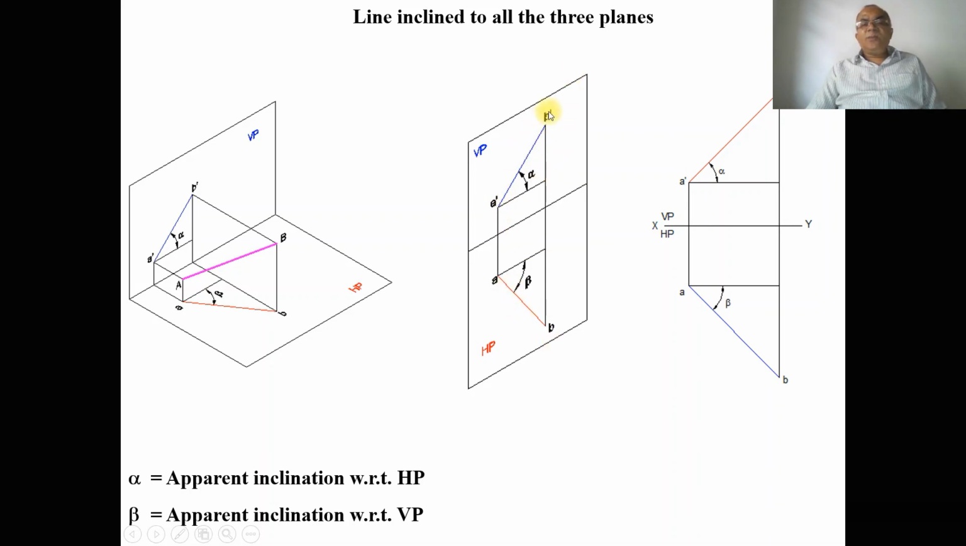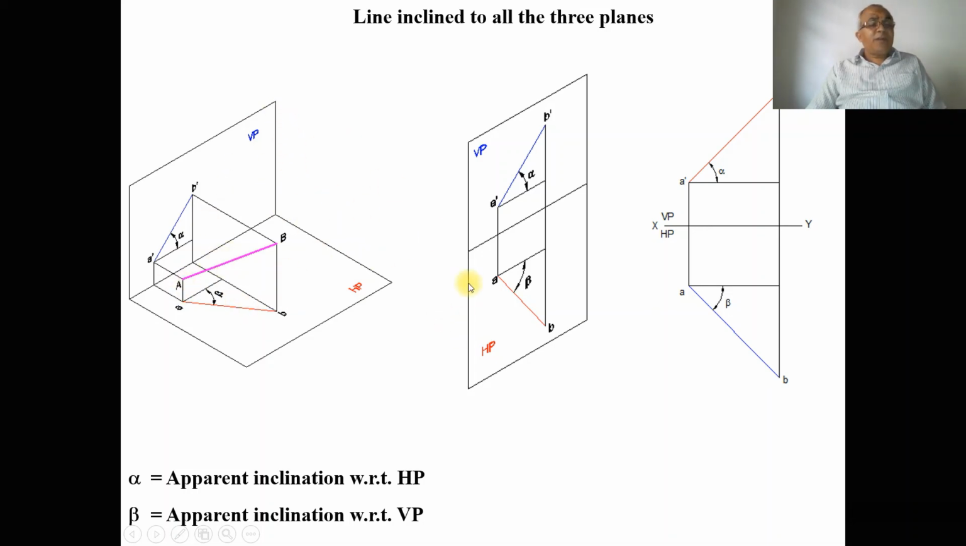So if the line is inclined to HP, you are getting the apparent length in HP. So you are going to get alpha. If the line is inclined to VP, you are getting the apparent length in VP. So you are getting the apparent length A dash B dash in VP. So now obviously that angle will be beta. So this is the top view inclination with respect to VP, and this is the front view inclination with respect to HP. So alpha is the apparent inclination with respect to HP, and beta is the apparent inclination with respect to VP. So this is a case wherein the line is inclined to all the three planes.